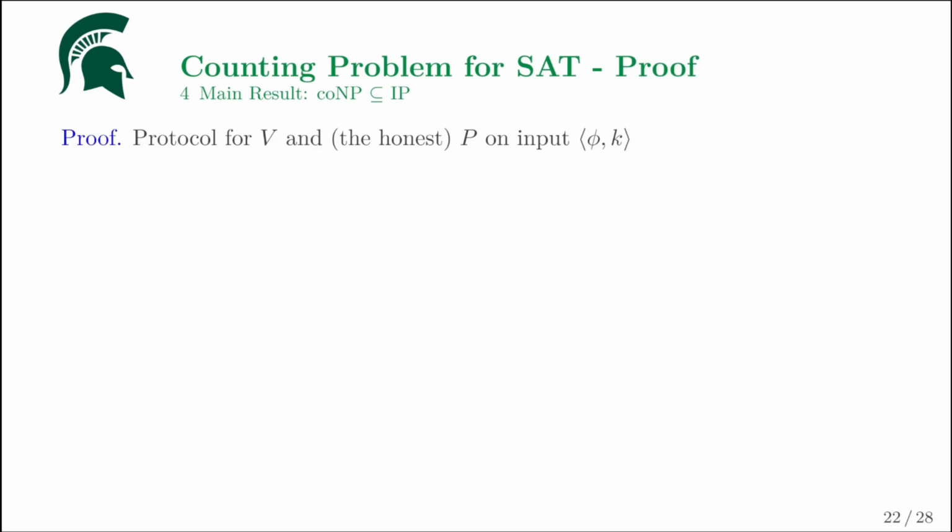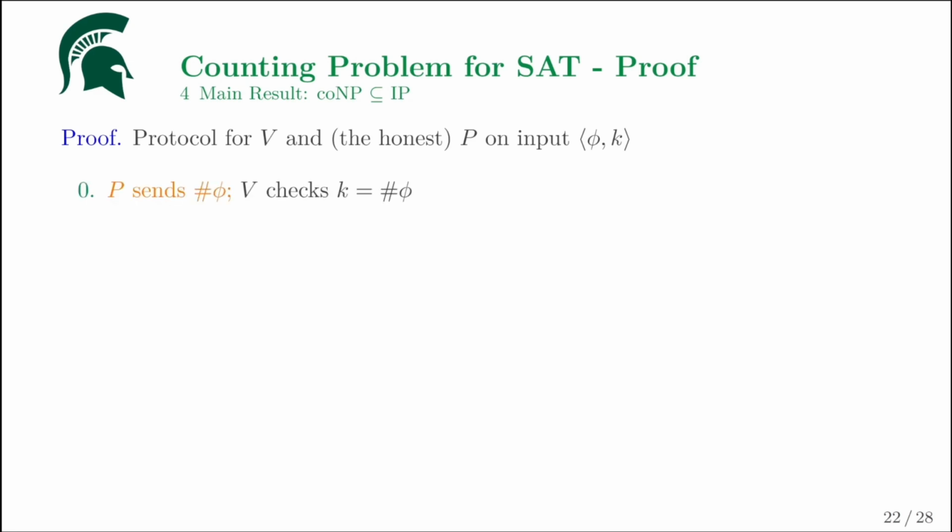Now let's walk through the interactive proof protocol that shows how NP is a subset of IP, specifically for proving that a Boolean formula phi is unsatisfiable. Starting from the point where the verifier V and the honest prover P are given the input phi and k, where, as we explained before, k is the number of satisfying assignments of phi. So if phi is unsatisfiable, then k should be 0.